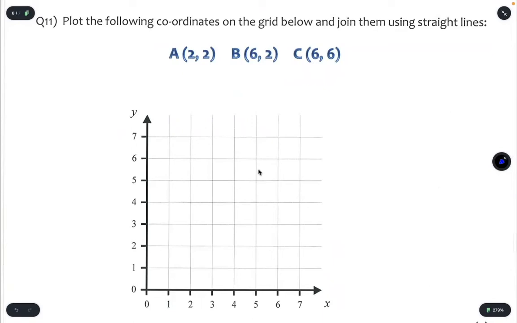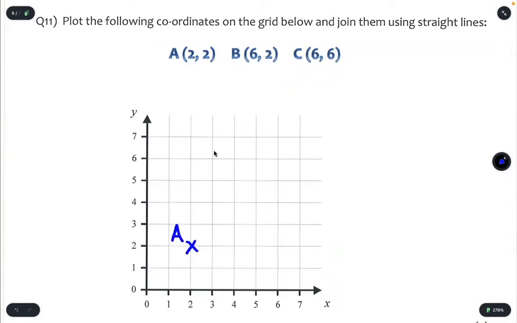Question 11, plot the following coordinates on the grid below and join them using straight lines. When we've got coordinates, you've got an x coordinate, which is the first number, saying how much across we're going. And the second part of the coordinate, the y coordinate, is saying how far up we're going. So for point A, we're going 2 across, then 2 up. And we can label this as point A.